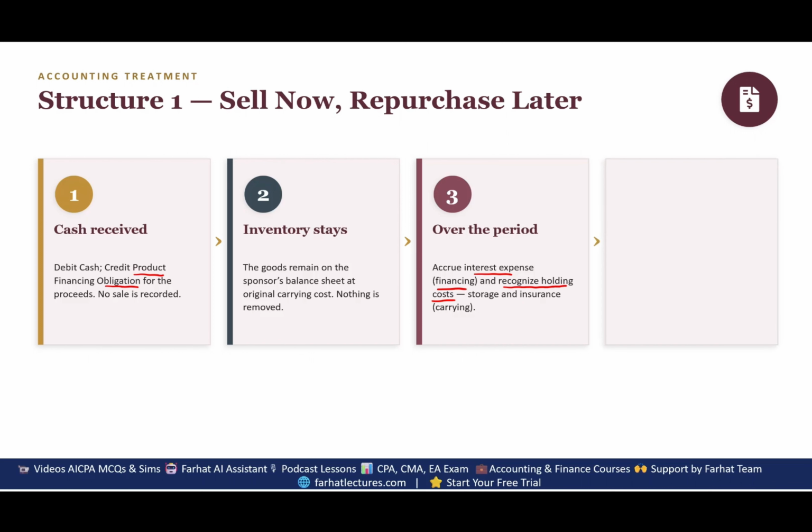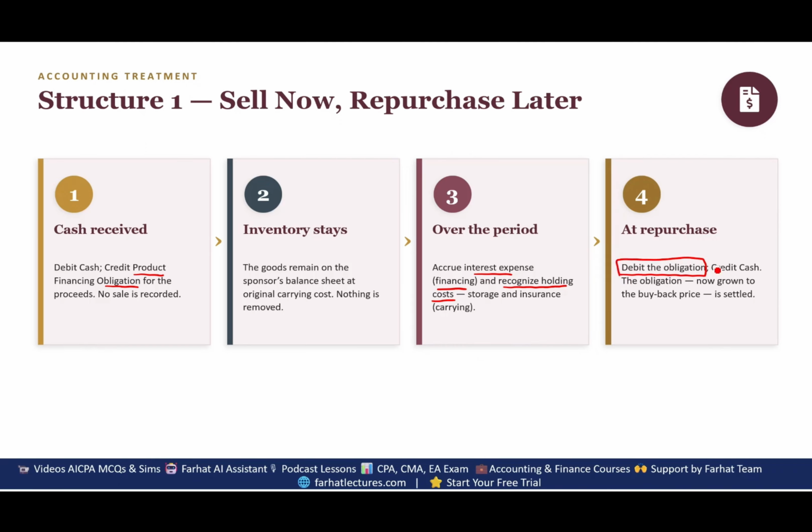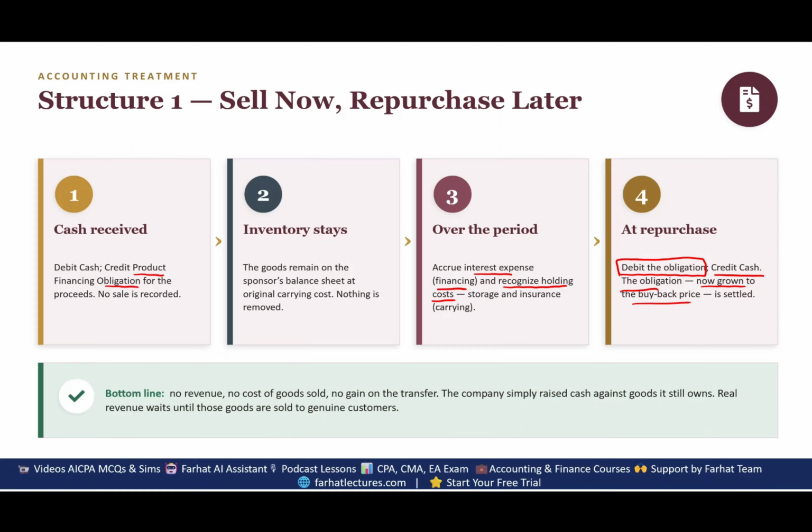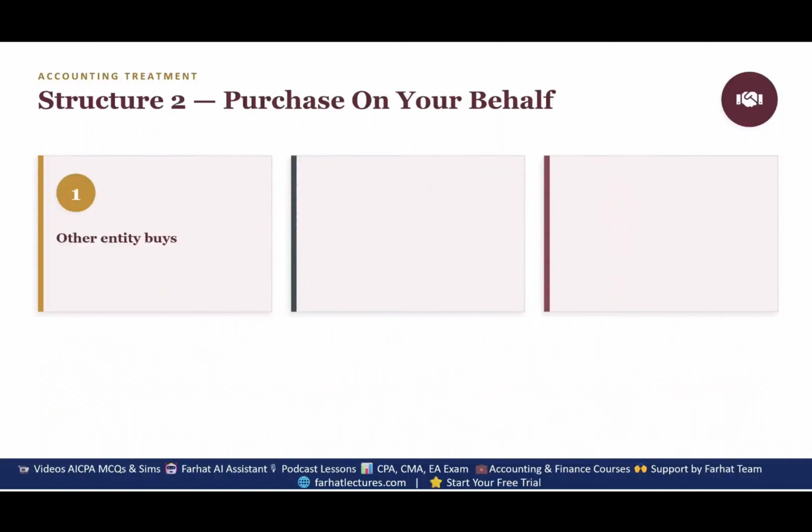And over the period, you would accrue interest expense, financing, and recognize holding cost, storage, and insurance. It's called carrying cost if you have to transfer that inventory and pay for it. At repurchase, you pay off the obligation: you debit the obligation, you write the check, you credit the cash. The obligation has now grown to the buyback price, and the whole thing is settled. So the bottom line: there is no revenue, no cost of goods sold, no gain on the transfer. The company simply raised cash against goods it still owns. Real revenue waits until those goods are sold to a genuine customer, to a third party.